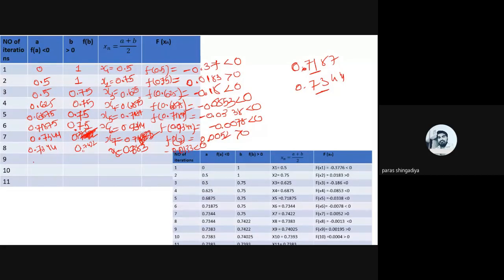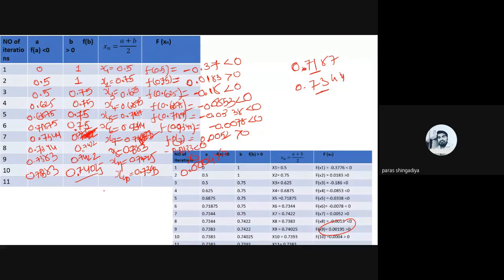In the x9 iteration, the interval is 0.7383 and 0.7422. Find x9, which will be 0.74025, and check its output: you will again get a positive value, 0.00195. In the 10th iteration, the interval is again 0.7383 and 0.74025. Now check x10, we get its average 0.7393, and check f of x10: we get a positive 0.0004.